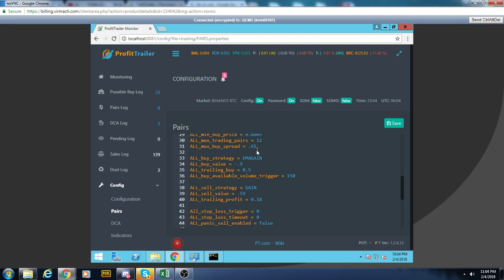My max buy spread is 0.65. My buy strategy is EMA gain. And you know what? Everyone can talk shit. Everyone's using EMA spread, but you know what? They're using EMA spread and they're getting shit bagged. Okay, shit bagged. I'm gonna take my little gains. All I'll take is, at the end of the day, I'm coming back with 5%. I mean, how much more can you want?